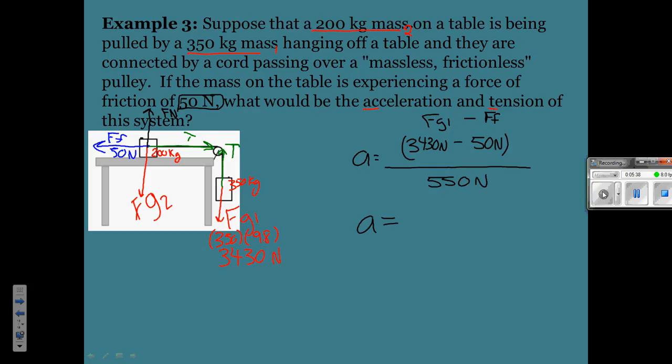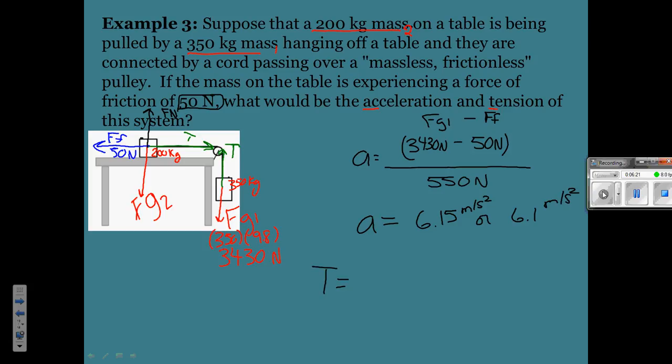And so my acceleration ends up being, let me get my calculator, 6.15, or you could write 6.1. That would be fine too. Okay, and that is meters per second squared. I'm going to use 6.1.